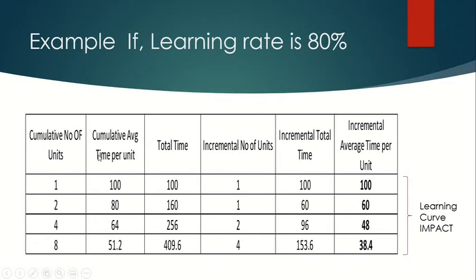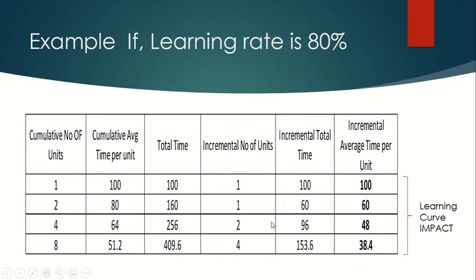Cumulative average time per unit. So if you want to find the total time, the average time should be multiplied by the number of units. So here you can see the total time column. Then if you want to find the marginal cost, or the incremental cost, we can find the difference between this cost and the difference between this output. So if you want to find the marginal time, we take the difference between total time, divided by the difference between output.